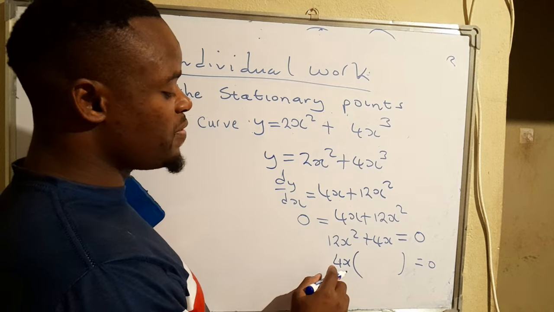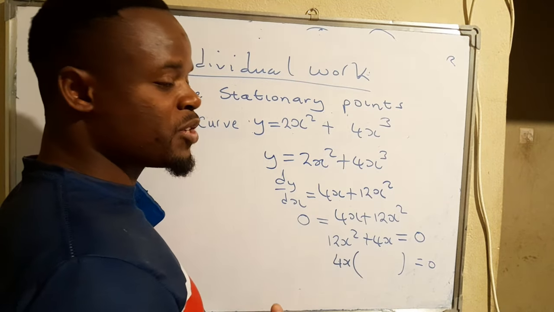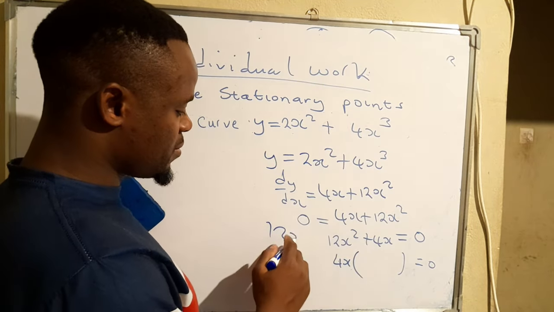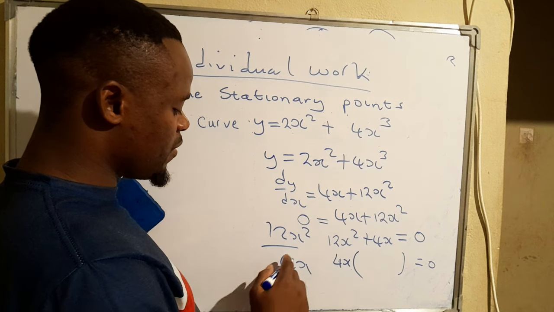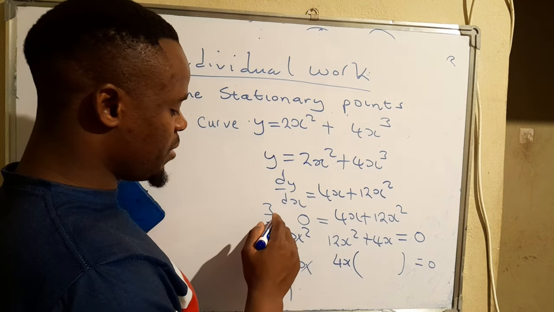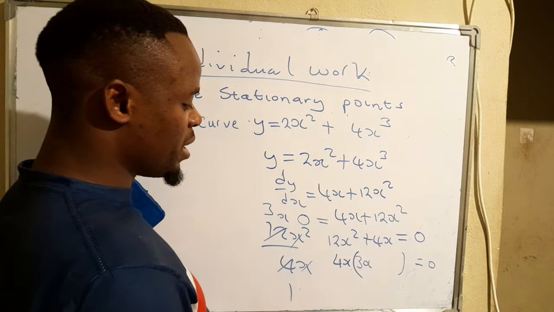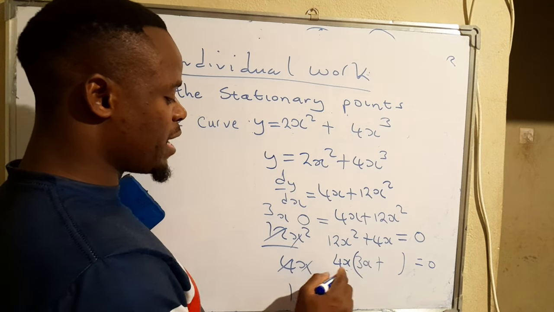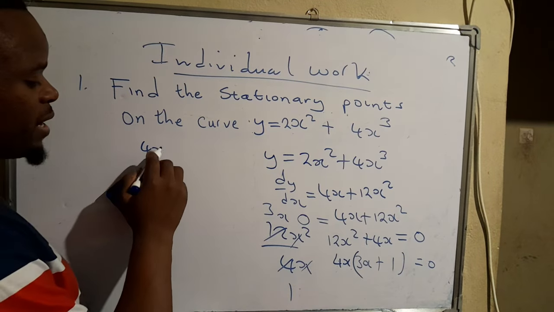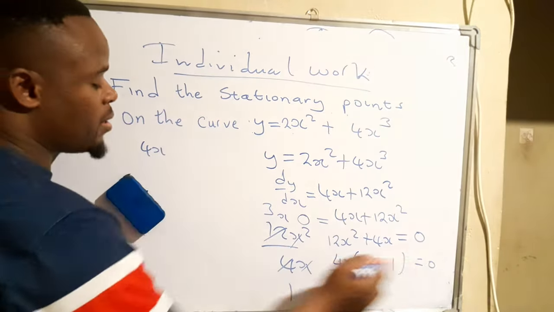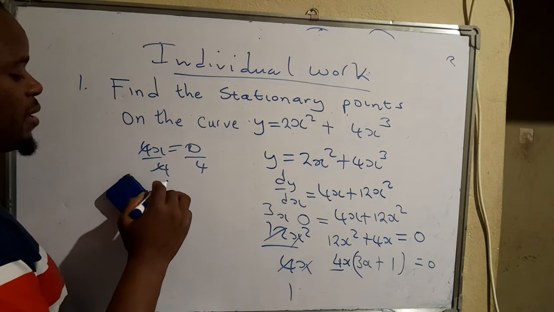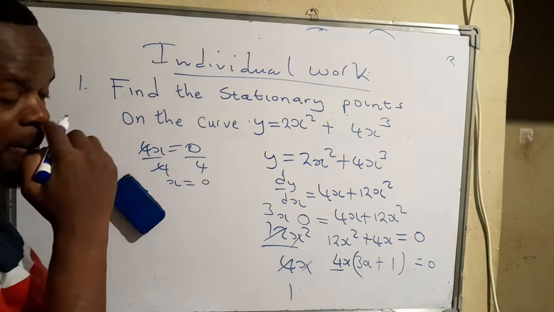So now, what we've identified to be the common factor is what we divide into the other terms. So 4x into 12x squared: 4 into 12 is 3, and x squared divided by x leaves 1x. We're going to have 3x, plus 4x divided by 4x, that's 1. So now what we have is 4x times (3x plus 1), which is equal to 0. Picking the first factor, 4x is equal to 0, so x is equal to 0.